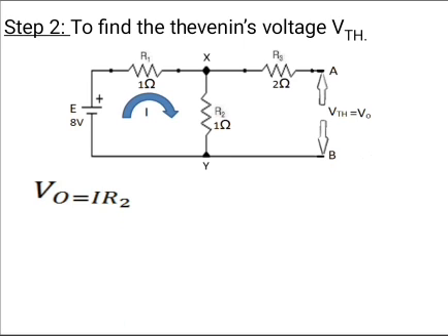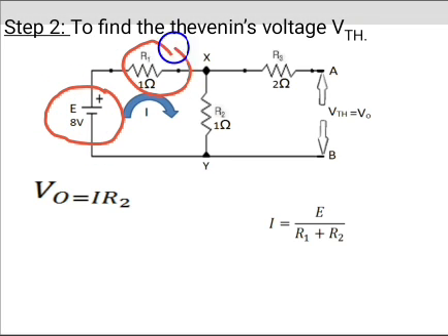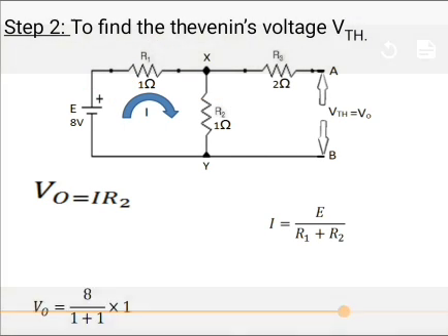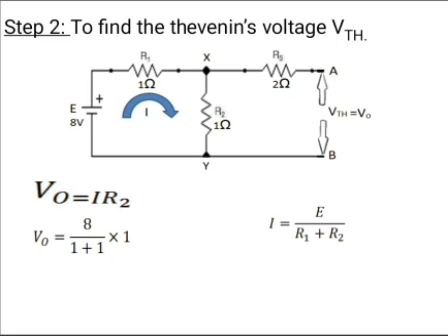first you must calculate the output voltage VO. That means remove the load resistance by open circuit, in which the current is to be found, and find the open circuit voltage VO which appears across the two terminals where the resistance has to be removed. That means VO equals I into R2. Next, E divided by total resistance R1 plus R2. VO equals E, which is 8, divided by R1 plus R2.